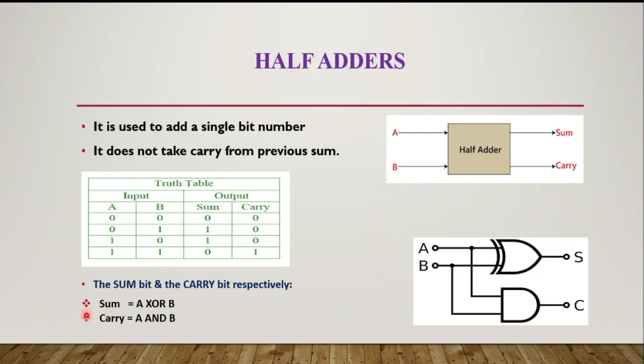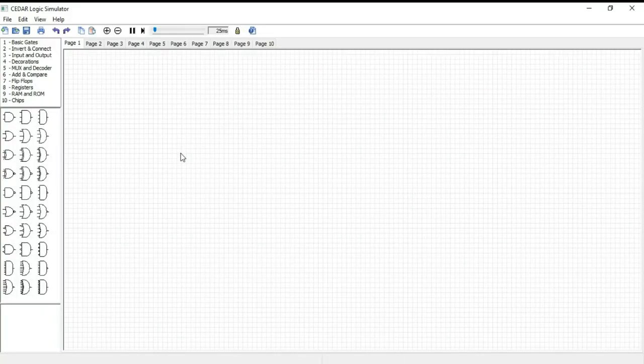We can get sum is equal to A XOR B, carry is equal to A AND B from this truth table. According to this result, we can construct this half adder circuit. Okay, now let's try to build this half adder on Cedar Logic Simulator. Okay, the first thing we will do is to add one AND gate and an XOR gate. Now I am going to add a 2 input XOR gate.